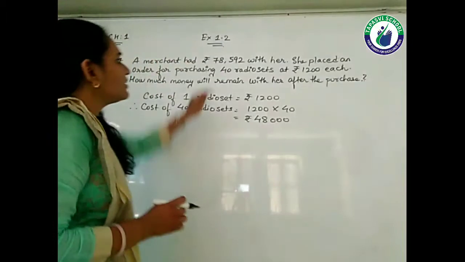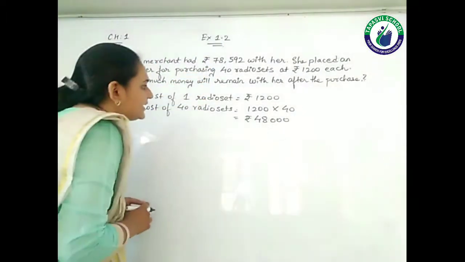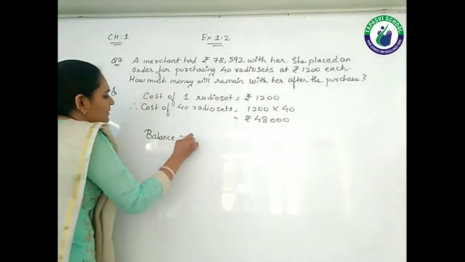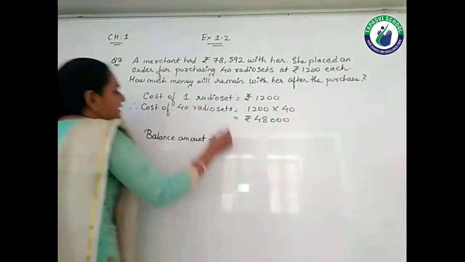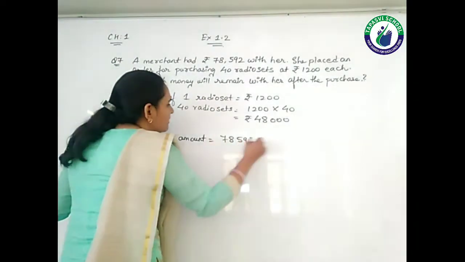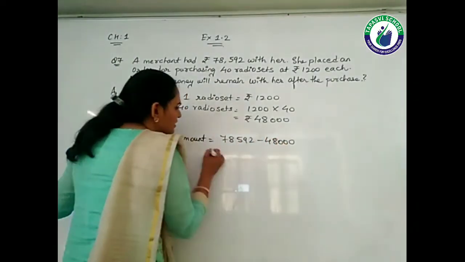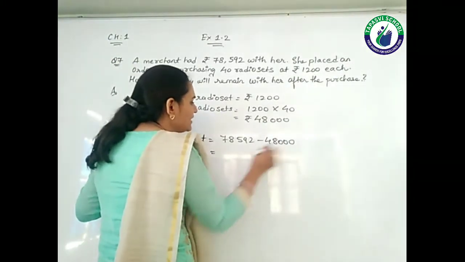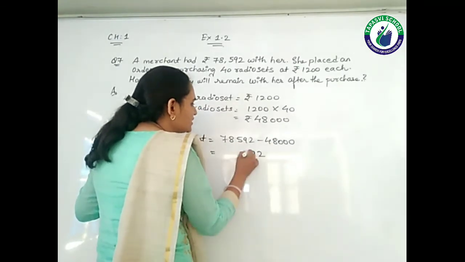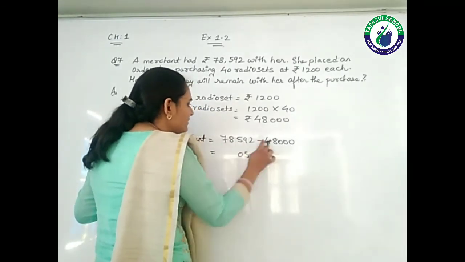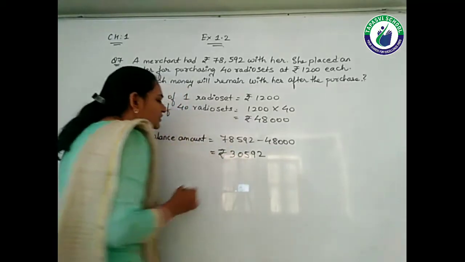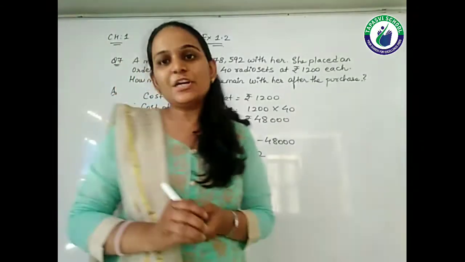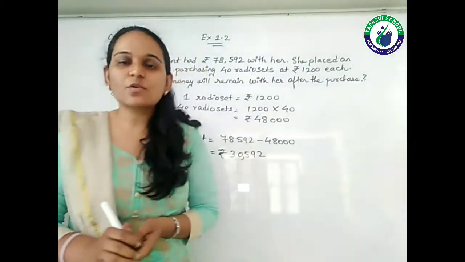Now what was the original amount with her? 78,592. So we want to find the balance amount. So the balance amount will be 78,592 minus 48,000. So 2 minus 0, it's 2. 9 minus 0, it's 9. 5 minus 0, it's 5. 8 minus 8, it's 0. 7 minus 4, it's 3. So the balance amount with the merchant will be rupees 30,592. I hope, students, you understood this question.